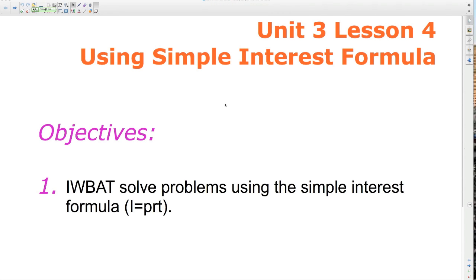Welcome to Unit 3, Lesson 4, Using Simple Interest. This is an Algebra 1 course, and I'm Mr. Pilarski. Our objective today is: I will be able to solve problems using the simple interest formula, which, by the way, is I is equal to PRT. Let's get this math party started.